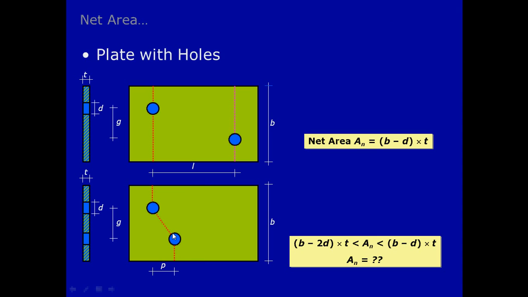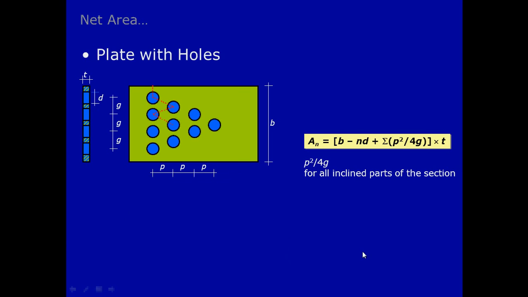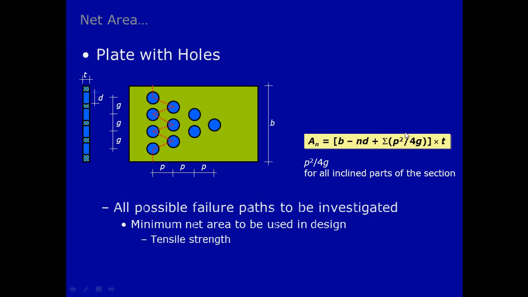This red line in the second picture shows another mode of failure, and in this case small p represents the staggered pitch and small g represents the gauge distance, and the net area should be calculated like this. The small p again here is the staggered pitch, and small g is the gauge distance, and we have to calculate a summation of this parameter. All possible failure paths should be investigated, and the minimum net area should be used in design.